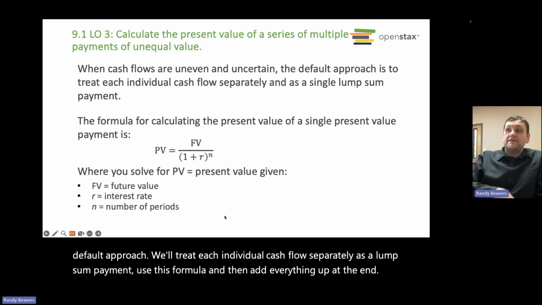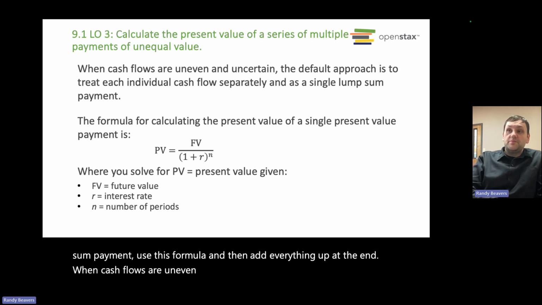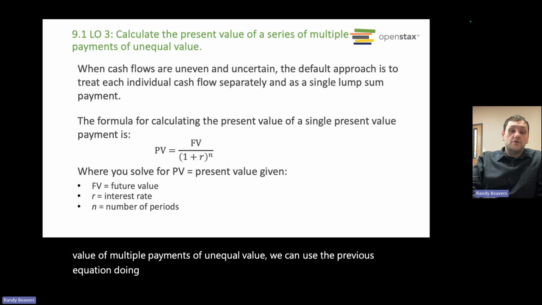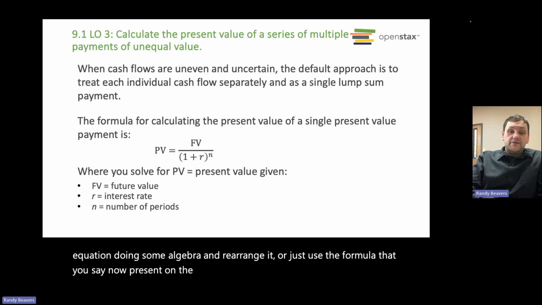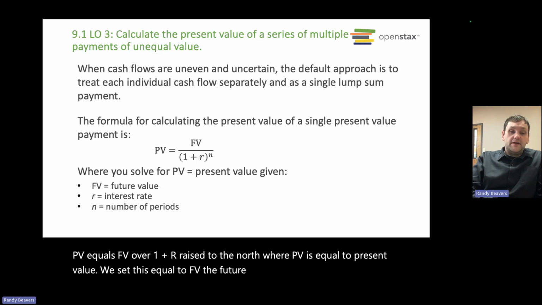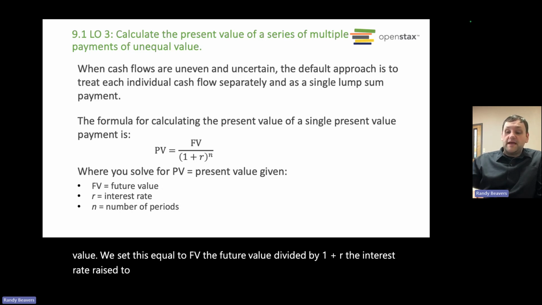When cash flows are uneven and uncertain, and we want to know the present value of multiple payments of unequal value, we can use the previous equation, doing some algebra, and rearrange it, or just use the formula that you see now present on the screen. PV equals FV over (1 plus R) raised to the n, where PV is equal to present value. We set this equal to FV, the future value, divided by 1 plus R, the interest rate, raised to the n number of periods power.